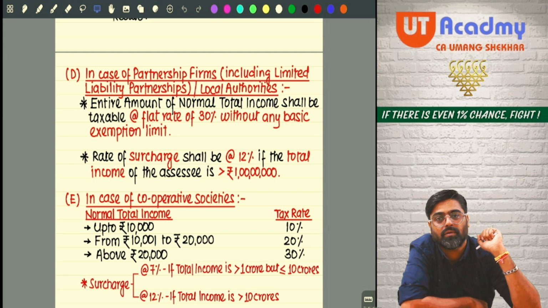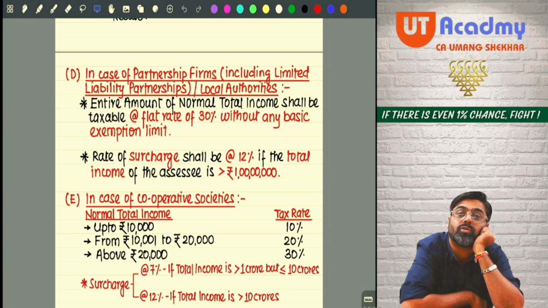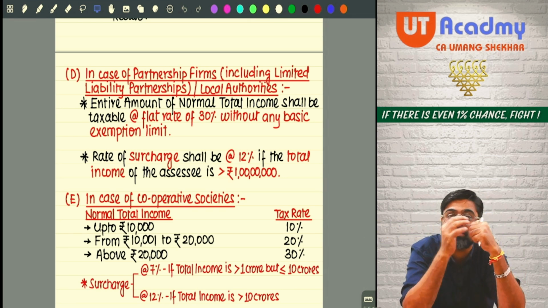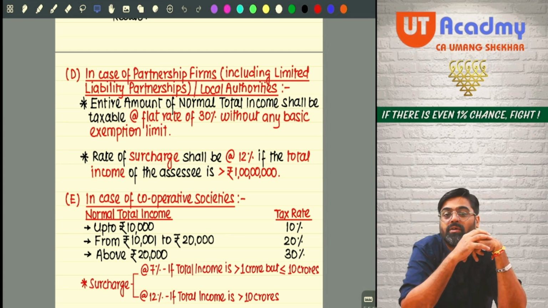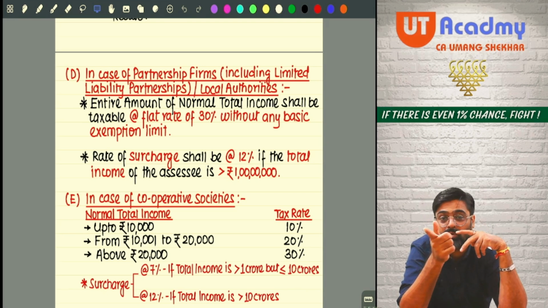Getting my point? And if the total income, did I say special income? No. Did I say normal total income? No. I am saying total income. Total income includes both the incomes. Yes or no? If the total income of the firm or local authority happens to be more than 1 crore, then they are liable to pay surcharge also, and the rate of surcharge applicable to them is 12%.